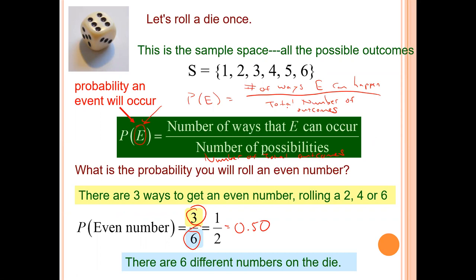Does that make sense? A little bit? Got 1 yes, 2 yeses. Okay, good, good, good. All right.